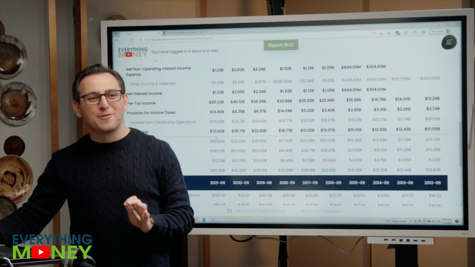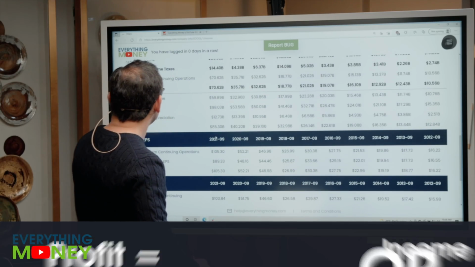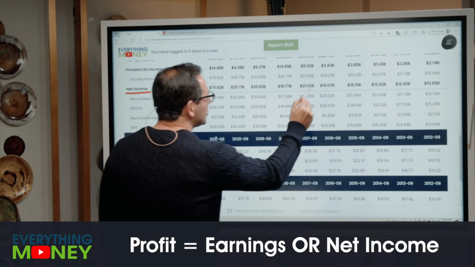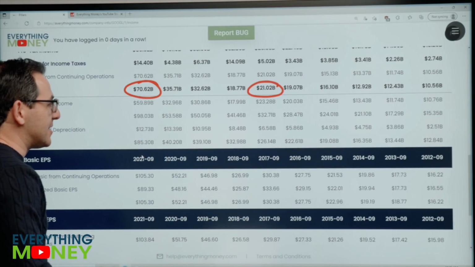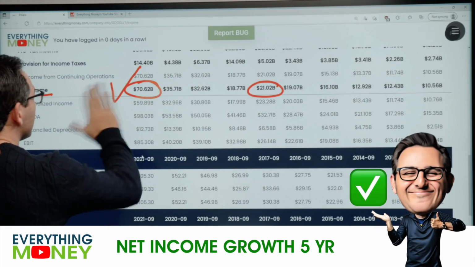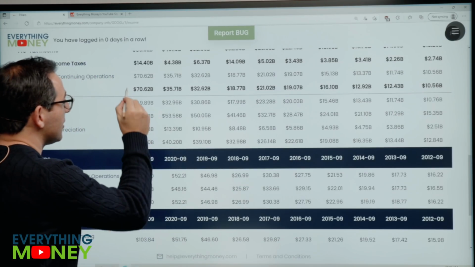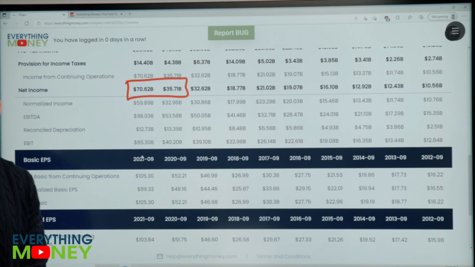Yeah. Pillar number 4. Profit growth. We go to net income. 21 billion to 70.6. Massive check there. Seth, look at the growth in the last year. They doubled their profit in the last year.